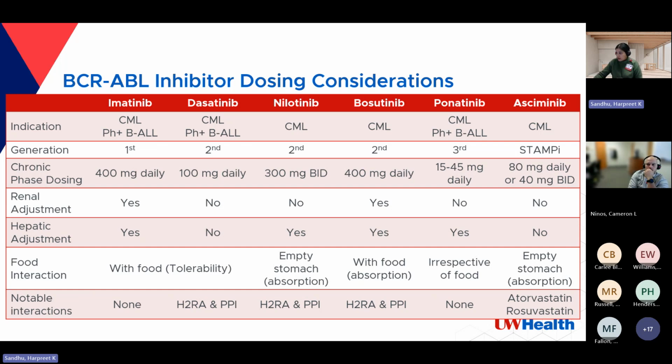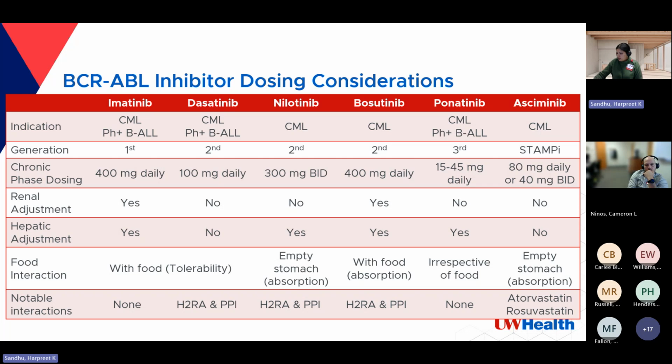There are different dosing recommendations for accelerated and blast phase or for mutated CML. I want to call out nilotinib is the only one here that's dosed twice a day, whereas the rest are dosed once a day. Asciminib does have a twice daily dosing option, but the once daily dosing is preferred to start with for adherence reasons. Imatinib and bosutinib are two agents that are going to require renal adjustments. All of these except for dasatinib and asciminib have hepatic dosing considerations.